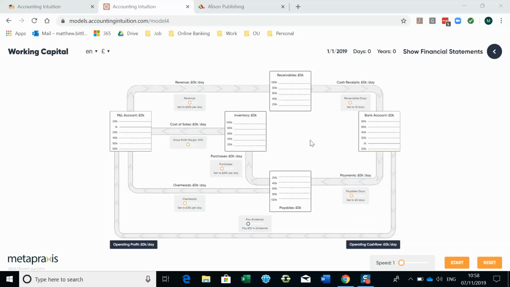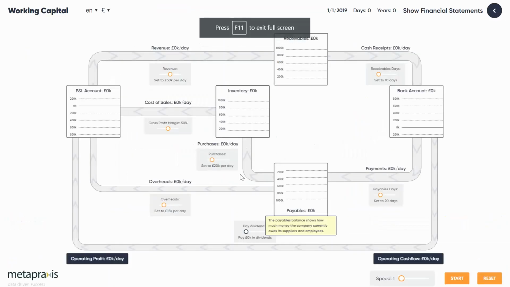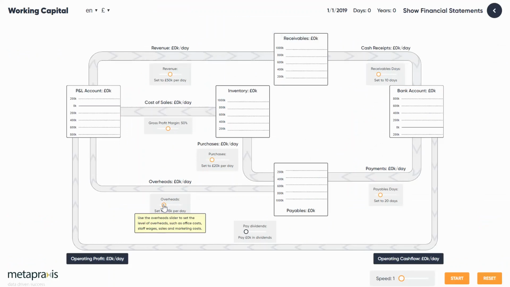So I'm going to close the calculator and enable full screen. We set the overheads to £30,000. And that's the first bit done. So then we're told that the revenue target is 100,000 per day. So let's set that to 100,000 per day.